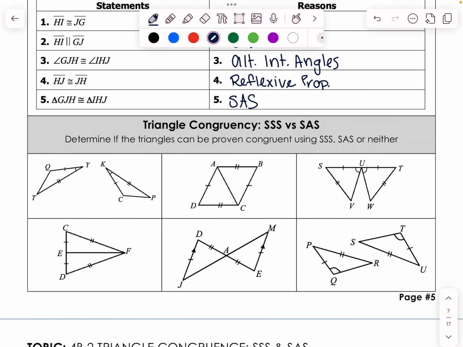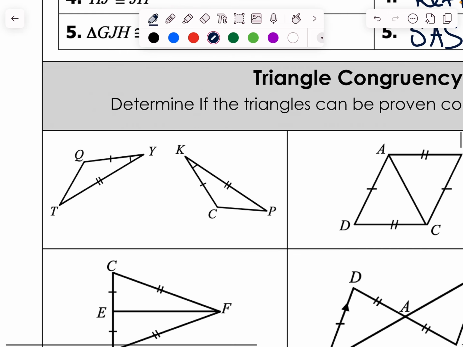Okay, so on these problems down here, we're basically deciding which one we can prove them with, SAS or SSS. If we look at our first example, we have two sides and an angle, and that angle is sandwiched in between, so that is going to be SAS. Then we would write our congruency statement. It really doesn't matter the order that you do it, so I'm just going to do triangle QYT is congruent to triangle CKP.